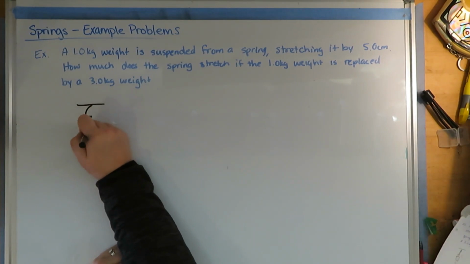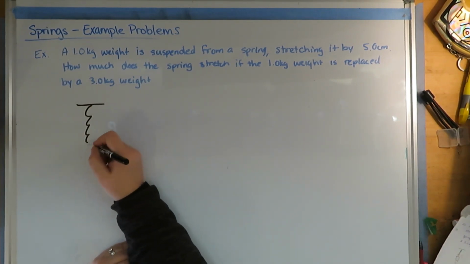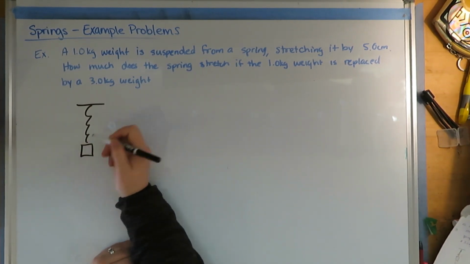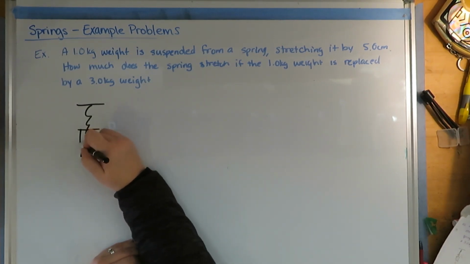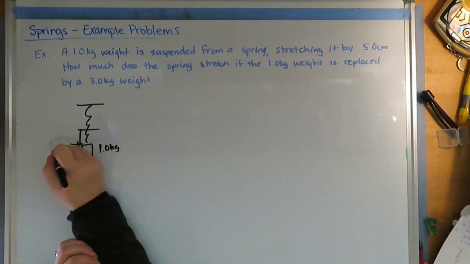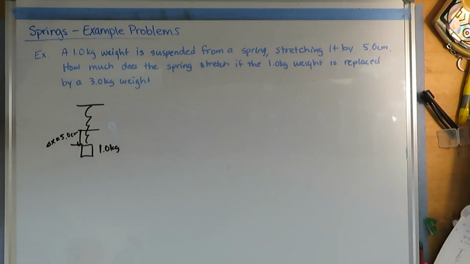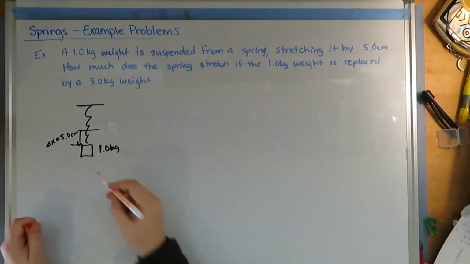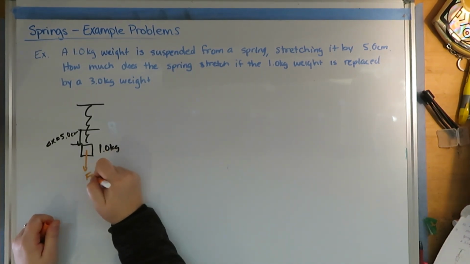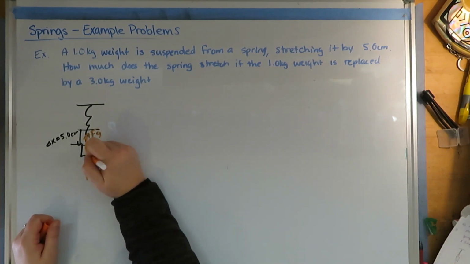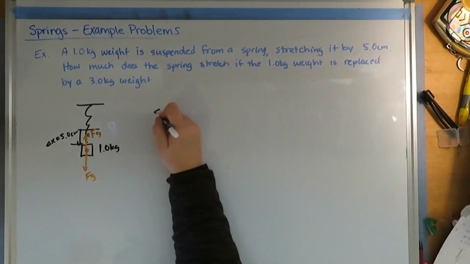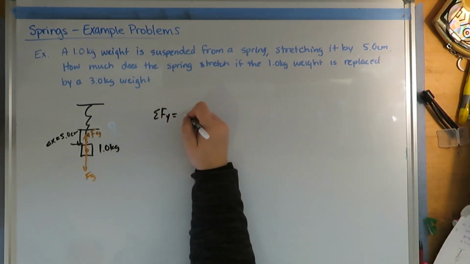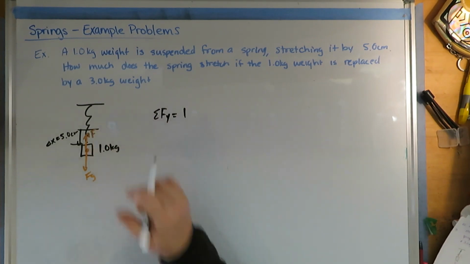So you're going to have this spring here, and with this 1 kilogram weight, you are going to have a stretch from some equilibrium position of 5 centimeters. And we can assume that when it's at this position, you're going to have that spring force perfectly balancing out the gravitational force. So if we were to write a net force equation in the y direction, we're going to have our spring force, sorry, that was supposed to be a spring force there.